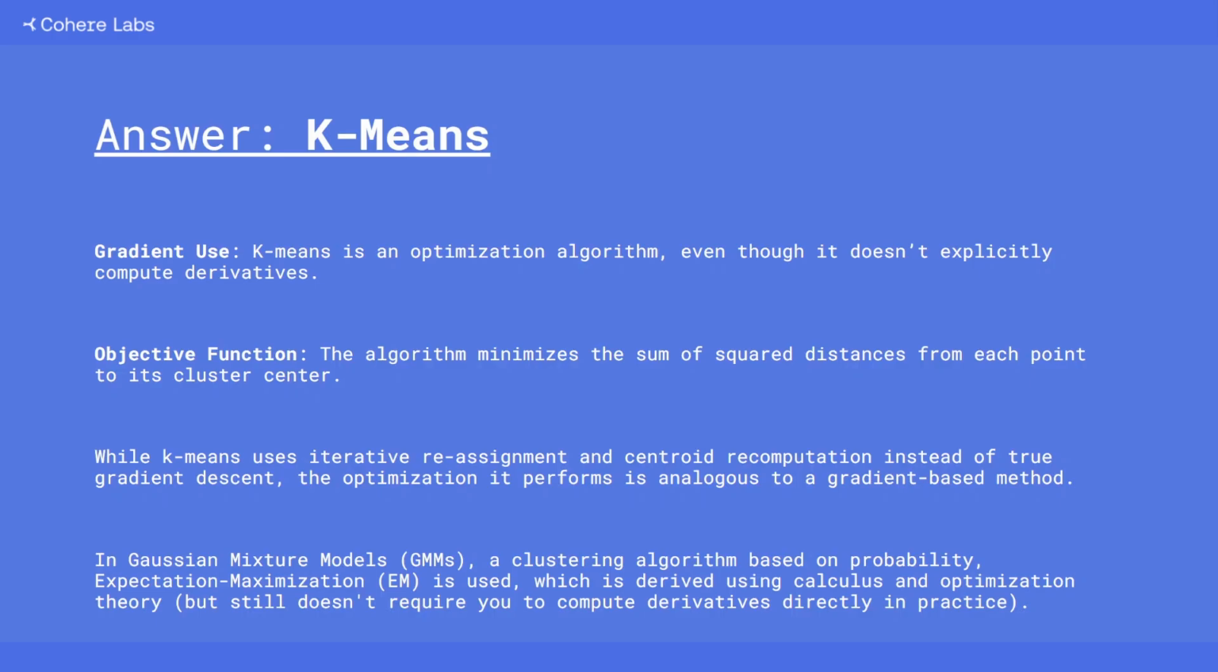And in Gaussian mixture models, known as GMMs, a clustering algorithm based on probability, expectation maximization is used, which is derived using calculus and optimization theory, but still doesn't require you to compute derivatives directly in practice. So this one shows how it's analogous to a gradient-based method, even though it's not actually a gradient-based method. And for further clarification, a gradient-based method is a derivatives method because, just to repeat, a gradient is a collection of partial derivatives.